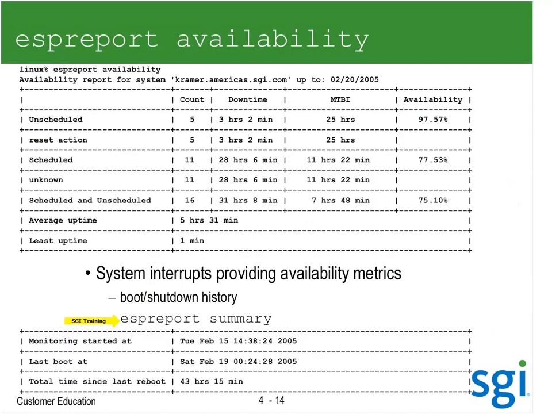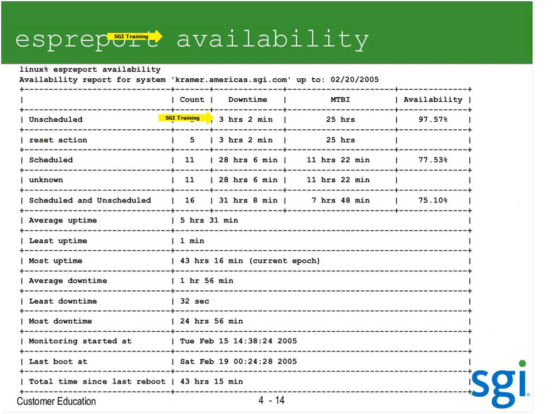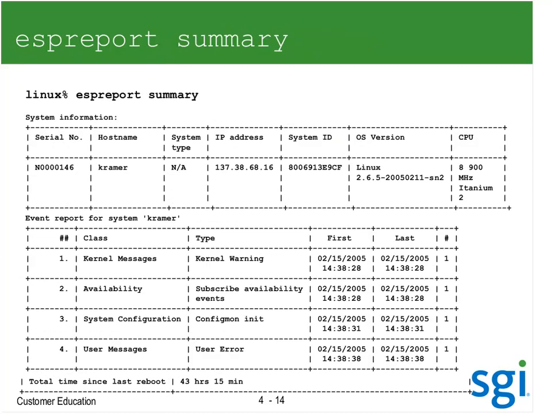So here's an availability report showing me my downtime, availability and percentage, mean time between interrupts, and most and least uptimes and downtimes. And then here's a summary report, which is basically just watching var log messages.